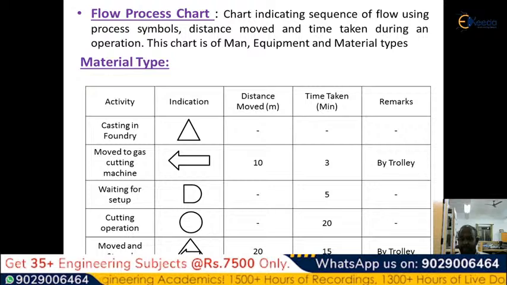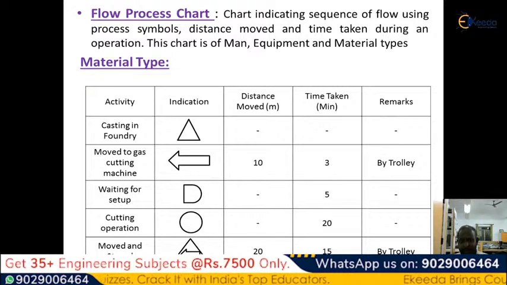Then moved and stored. It means that after doing, it is going to move and be stored as a finished work piece. So here I have a combination. So it is going to move and store. So I'm going to combine this triangle along with an arrow mark. So again, what is the distance moved and time taken for this? So here I can analyze.